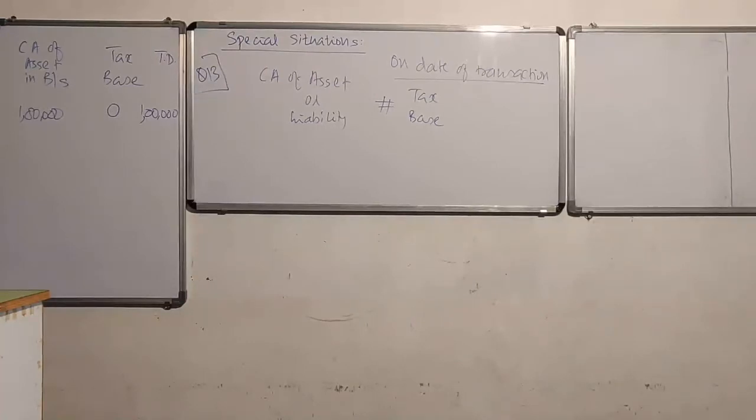Full stop, write in a new para. In the given case, on the date of transaction, carrying amount of asset is rupees 1 lakh, but its tax base is 0. Full stop.